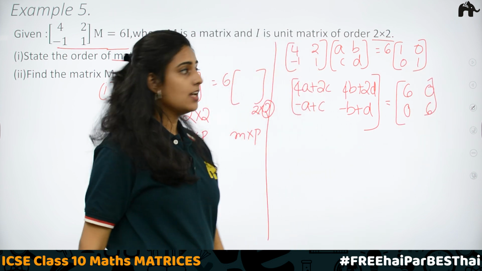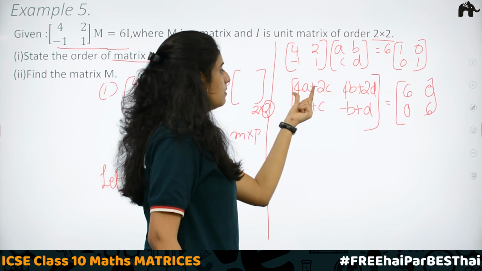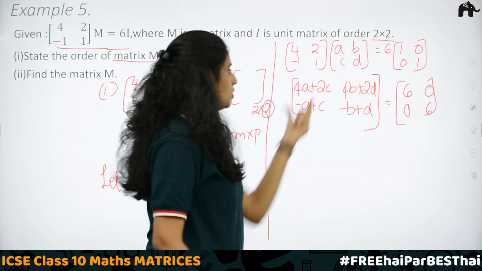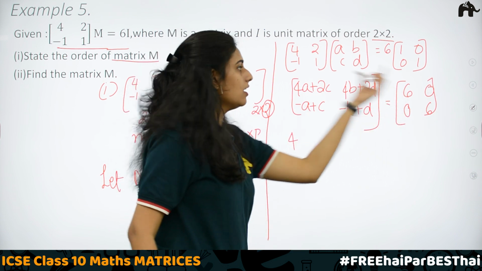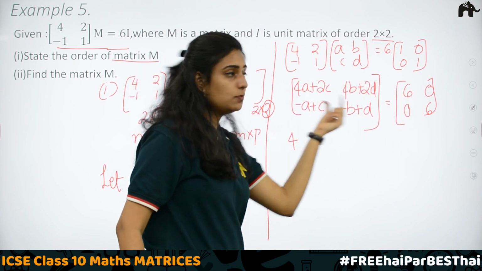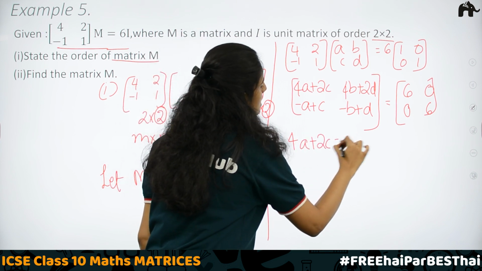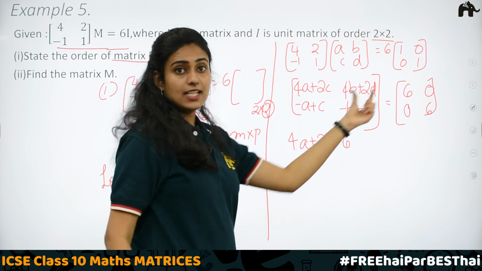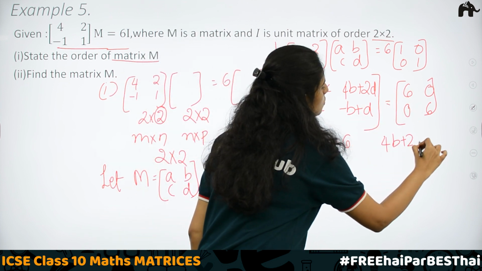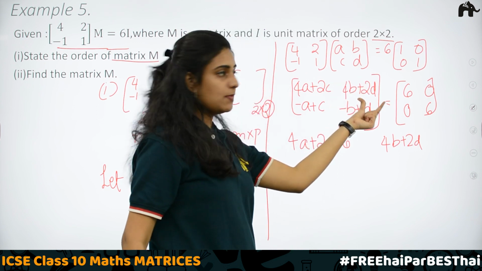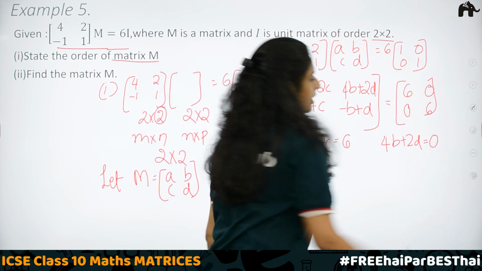Okay. Now we can equate them. First elements from this matrix and this matrix. What do we get? They are equal because these two matrices are equal. Therefore, the corresponding elements should be equal. 4A plus 2C is equal to 6. Then the second elements, 4B plus 2D. This is the second element from this matrix. Here the second element is 0. So it will be equal to 0.